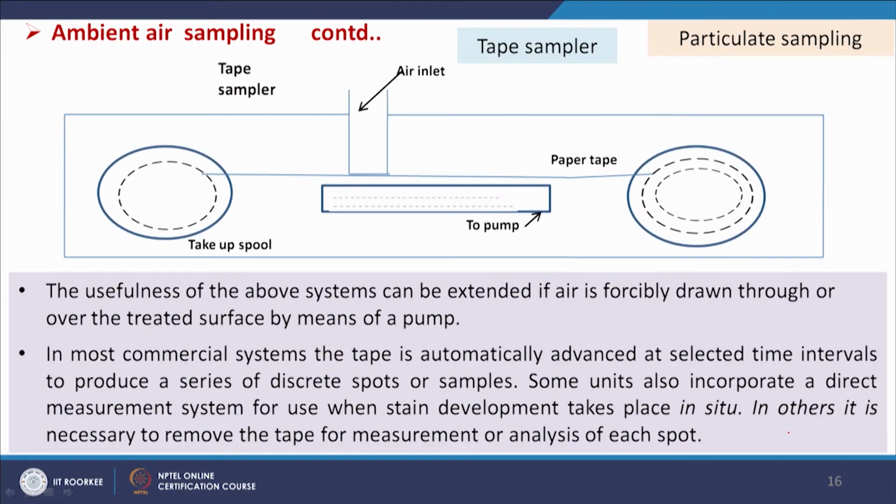Next, another type is your tape sampler. So, in the tape sampler, this is our air inlet. There is a tape which will be moving, and if particulate is present, from this we will have a pump. So, air will be passing through this and particulates are there. So, that will be arrested here on the tape and this tape is moving. So, after a certain time we can measure how much particles have been deposited on the tape and how much volume we have collected. So, that way it can be done.